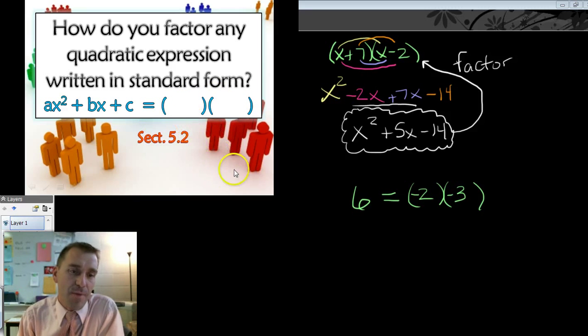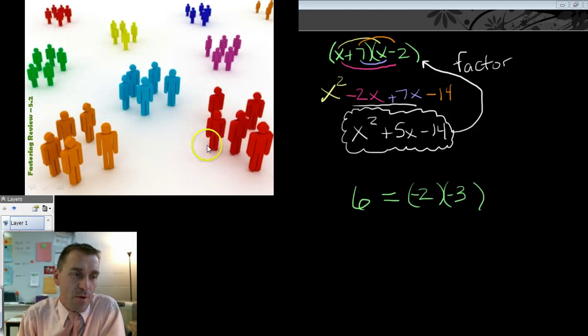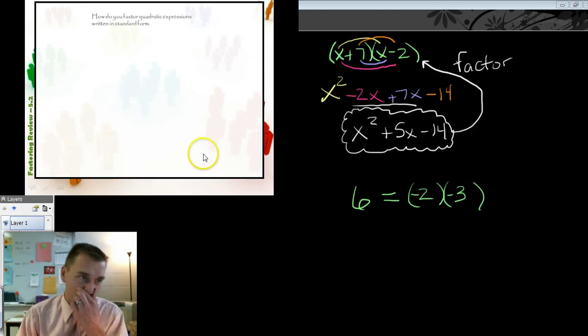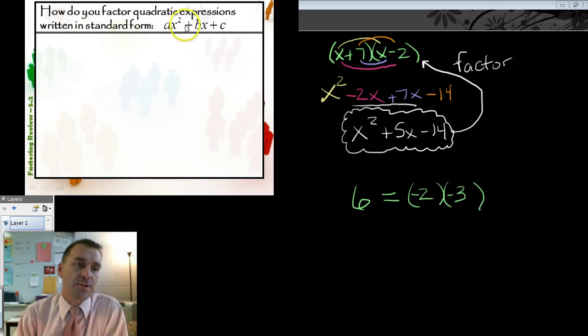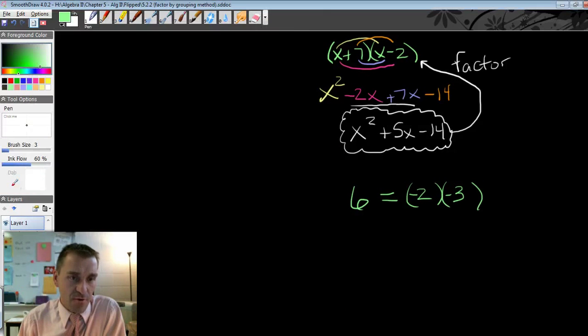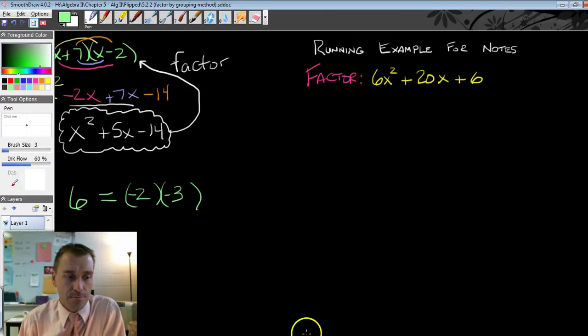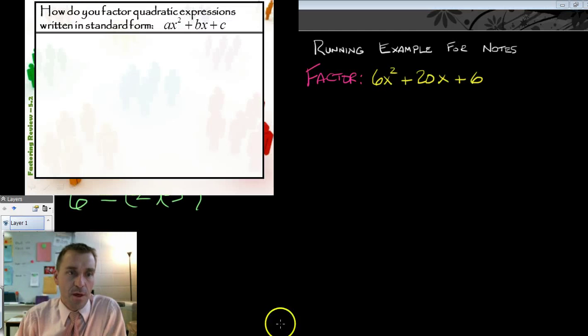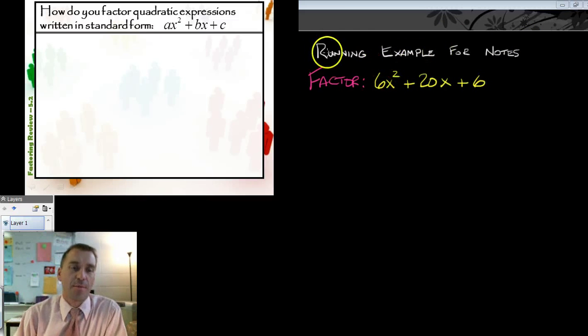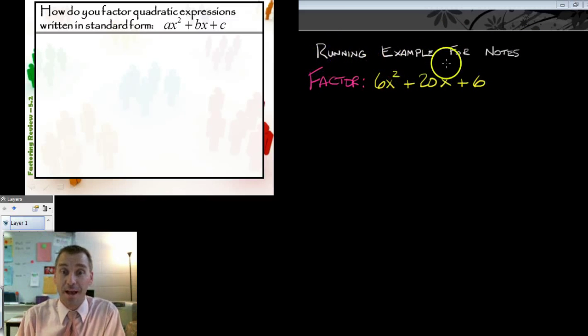So let's dive into this bad boy, and you're going to need your foldable, because on your foldable you're going to see at the very top it says, how do you factor quadratic expressions written in standard form. By the way, let me slide this over, because here is the example that I want you to write down on the right side of the sheet of paper I gave you. This will be the running example as I give you the 7 steps here. So here we go.